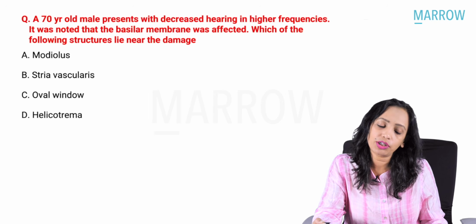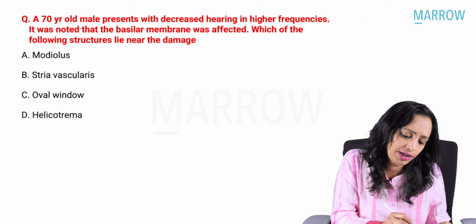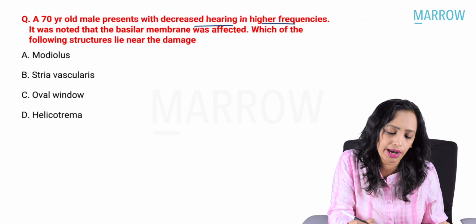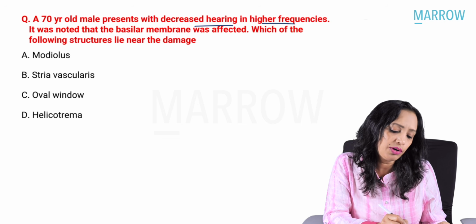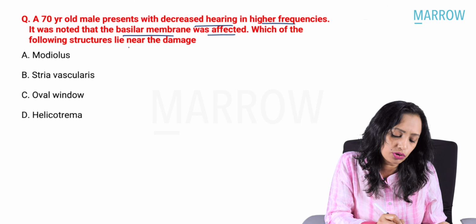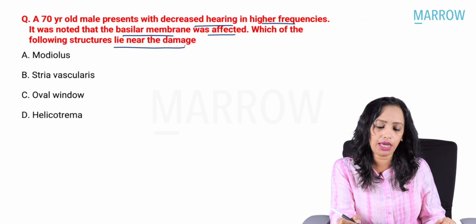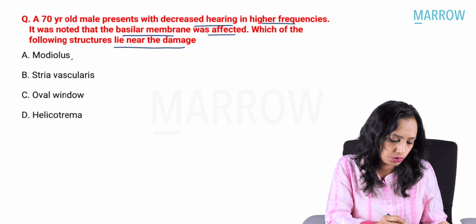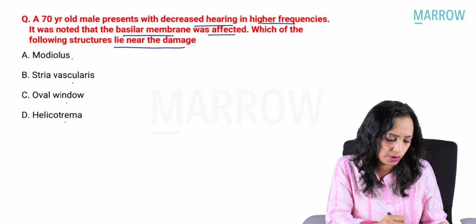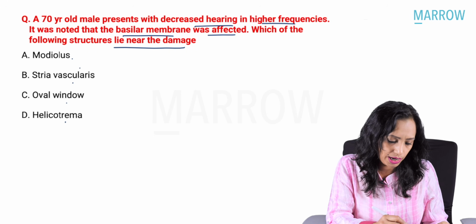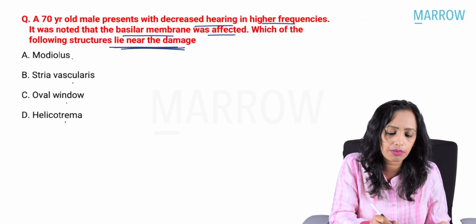Now coming to the next question. A 70-year-old male presents with decreased hearing in higher frequencies. It was noted that the basilar membrane was affected. Which of the following structures lie near the damage? Okay, so we have certain structures being given: modiolus, stria vascularis, oval window, helicotrema, and we have to identify which of these structures lie near the damage.